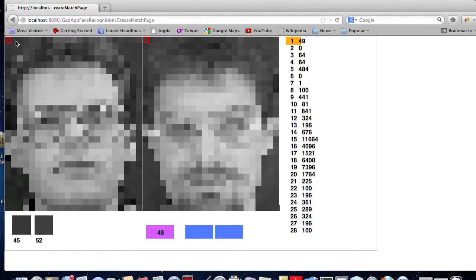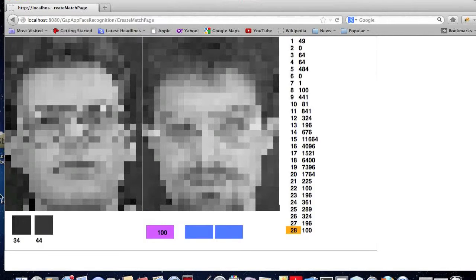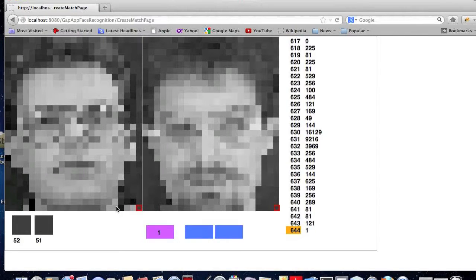Goes here, and then it starts over again here. So we got 1 through 28. Then we've got 29. Then we've got 56, and so forth. So there's 28 pixels in this row, 28 pixels in this column, and so forth. And it just stacks these on top of each other. So the first one is 1. The last one is 644.